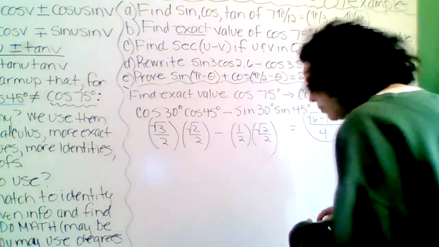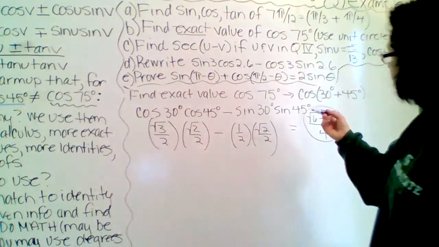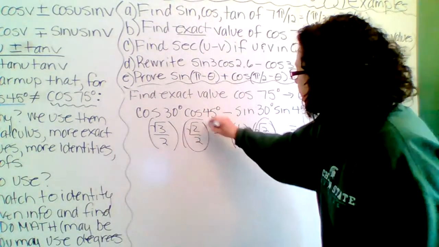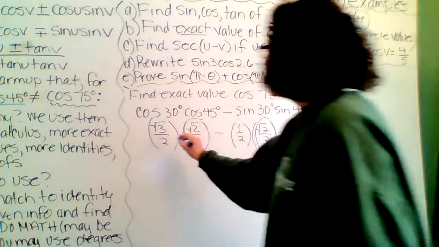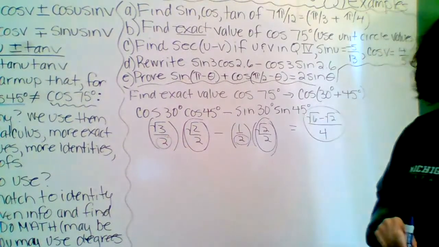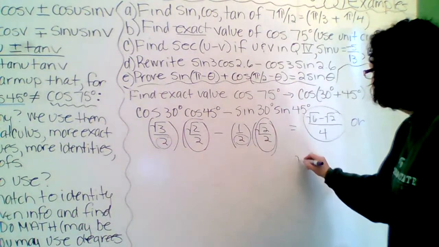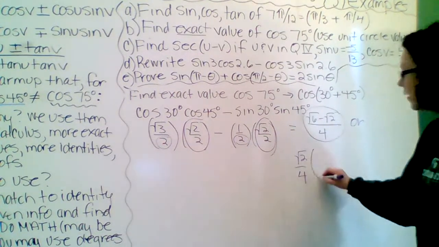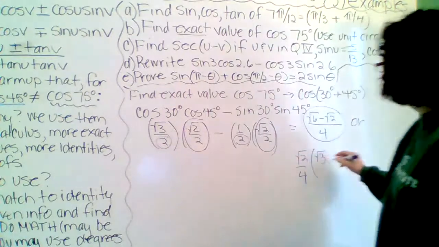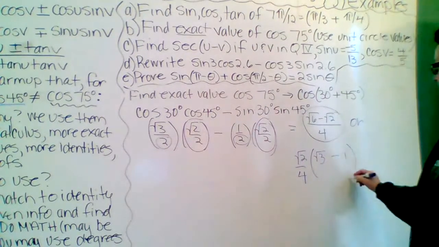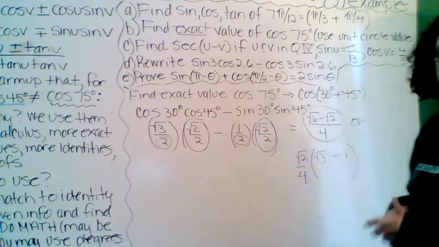I just also want to point out the back of your book and other places might do this. Do you see right here and right here in both of these terms that there's a square root of 2 over 2 in common, and there's a 2 in the denominator in common. So you may see the answer as the square root of 2 over 4. They'll factor the square root of 2 over 4 out, and that leaves a square root of 3 in the first term minus a 1 in the second term. So these are both the same, but you might see this instead in a book or on Delta Math or somewhere else.